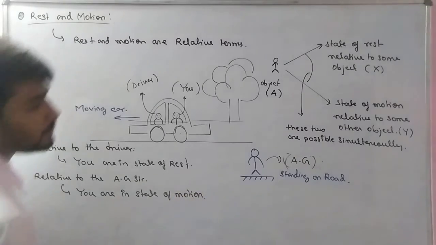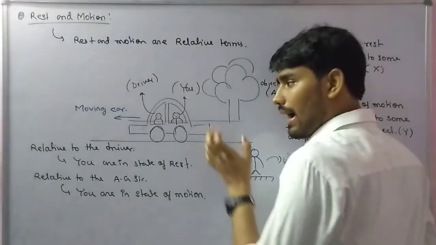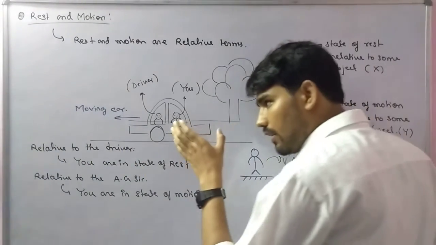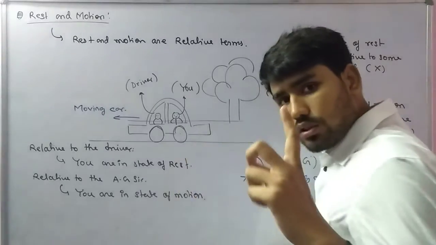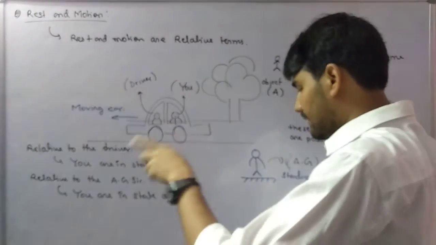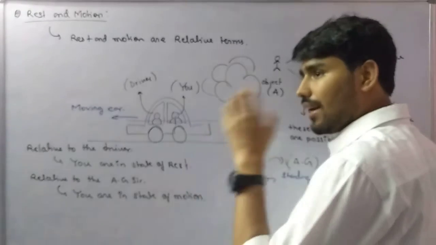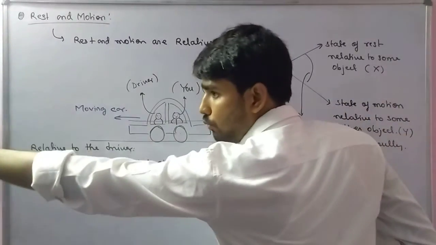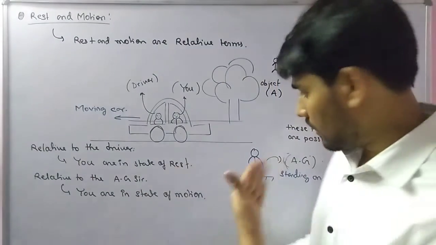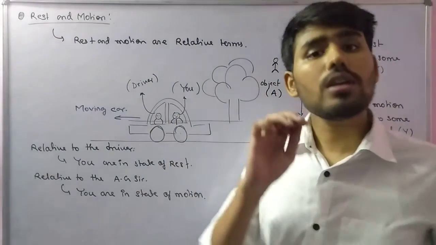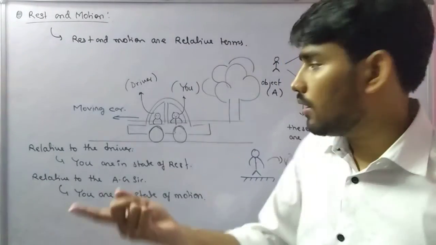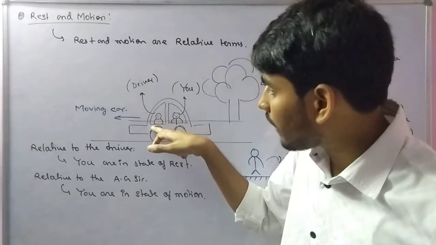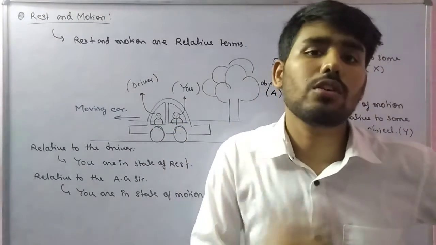Why? Because when I am standing over here, I see the car moving, and inside the car you are there, and I see you are also moving. So your position changes with respect to me. For me, I see that your position is constantly changing. At some instant of time t, you are over here, then you move on, then again you move there. For me, I see you in a state of motion. But for the same you, with respect to the driver, you are in a state of rest.